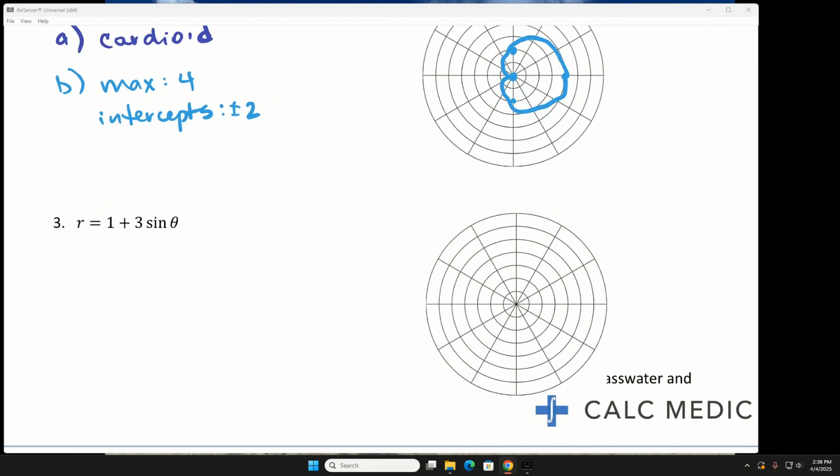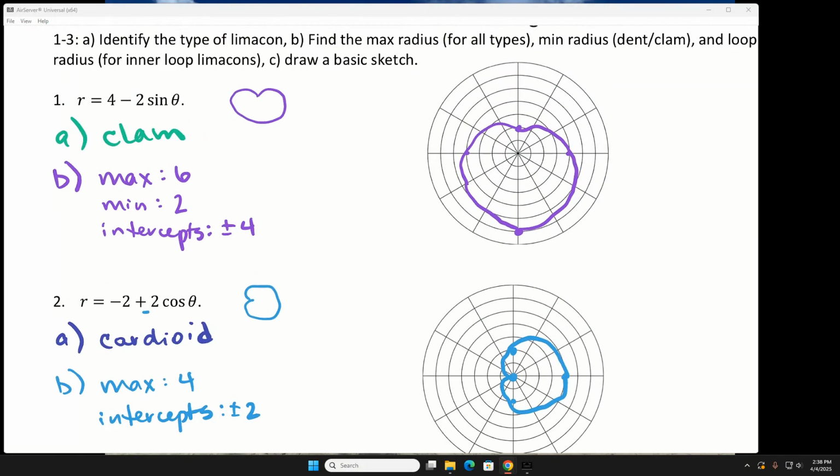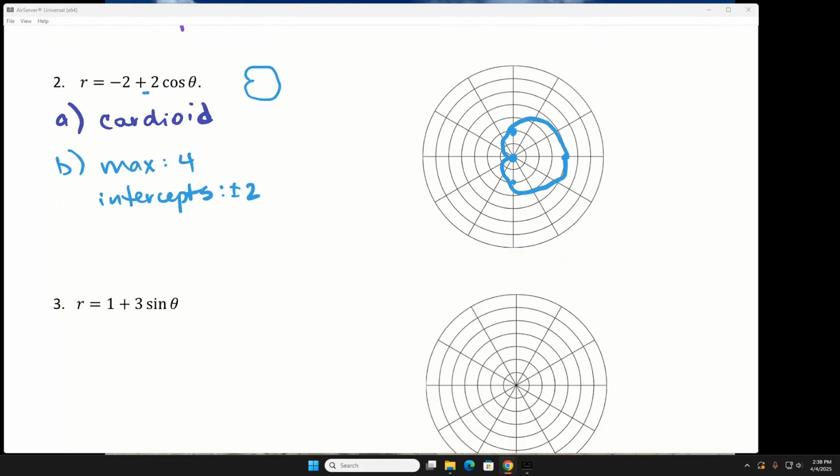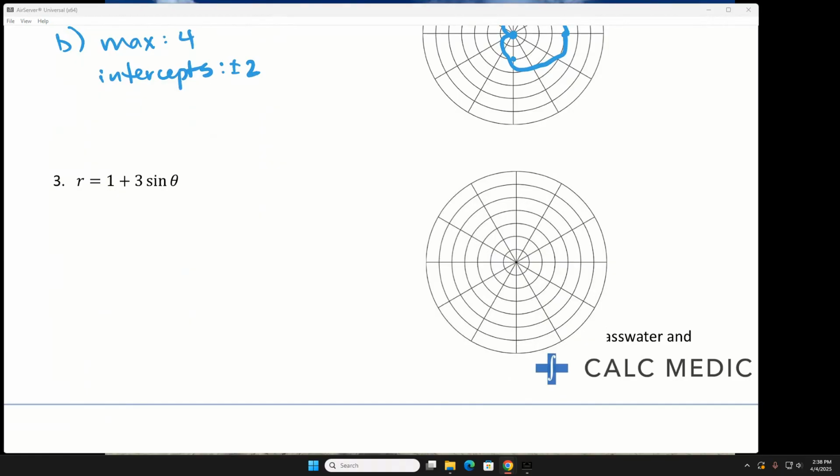Okay, and this last one, you guys notice that the first number is definitely smaller than the second, so this is going to be the inner loop. So inner loop, well, they all have a max radius by adding. The inner loop has what's called a loop radius by subtracting. And they all have these intercepts from A.